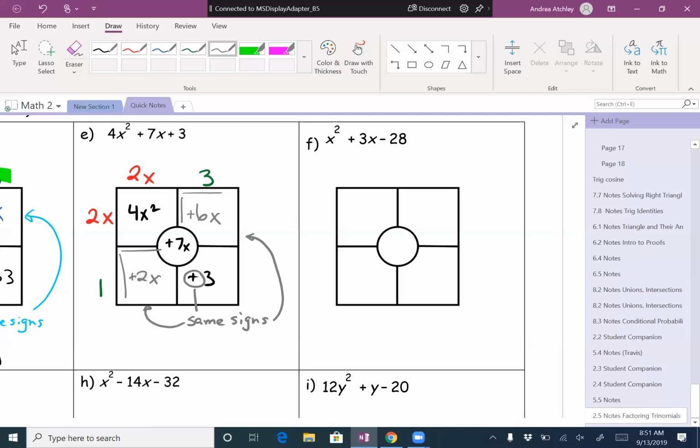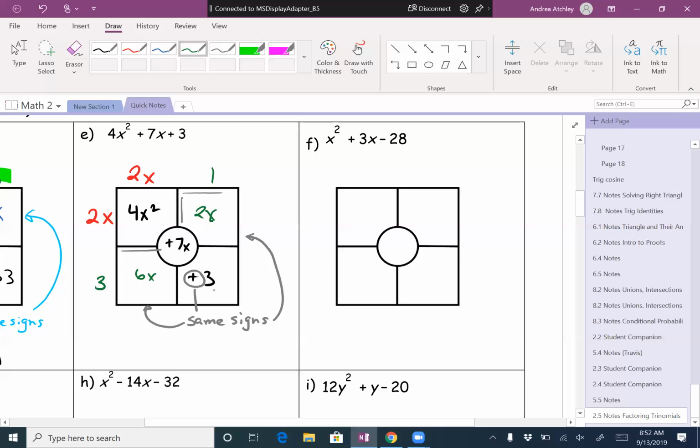It's called guessing and checking. So now you're going to erase. That didn't work. The first thing you're going to try is switching this 3 and this 1. Will that change anything in this case? No, right? Because these are both 2, so it's still going to be 2x, and this is going to be 6x, and it still doesn't equal 7.